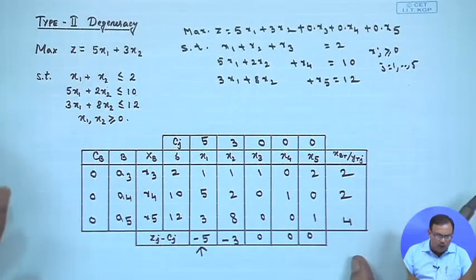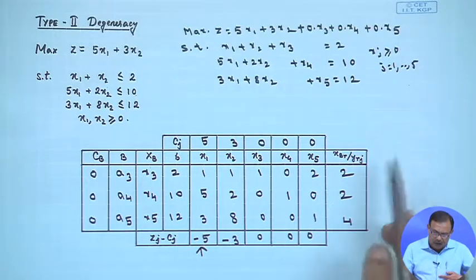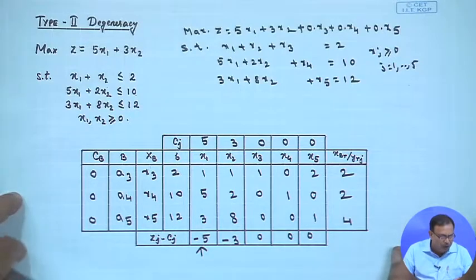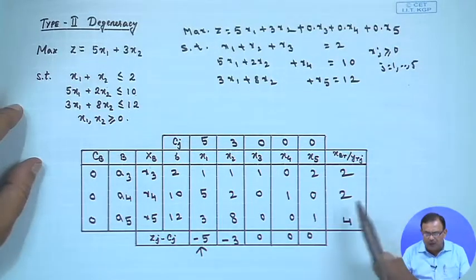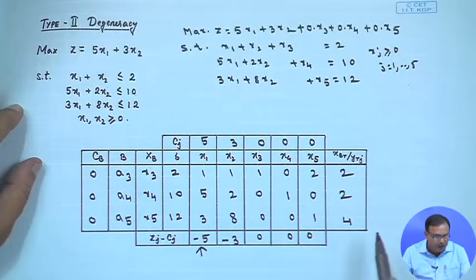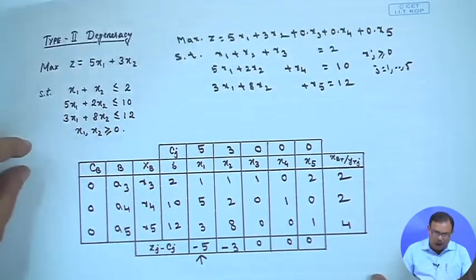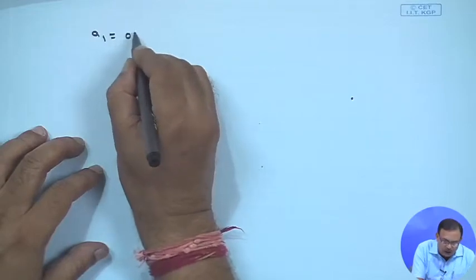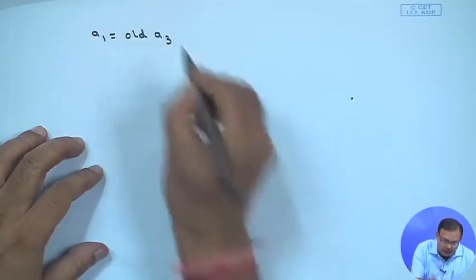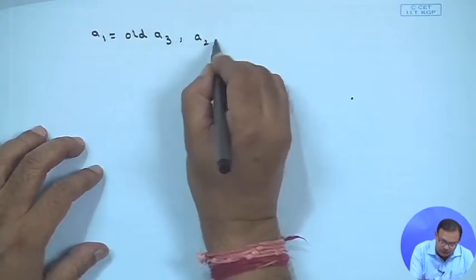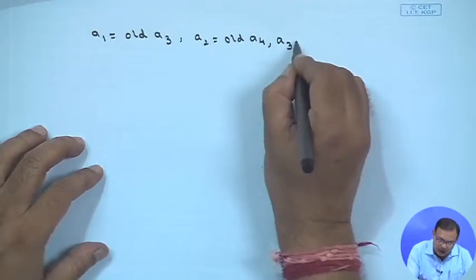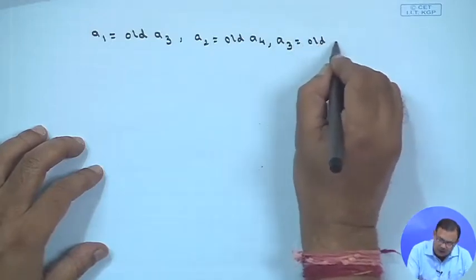So, whatever we have told, from there I can conclude that now I have to use that computational method, what we have told. According to the solution, as we have told, the next iteration will be degenerate. So, let us assume that I am keeping A1 equals old A3, A2 equals old A4 and A3 equals old A5.